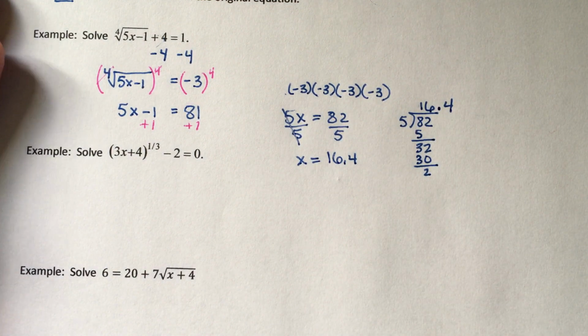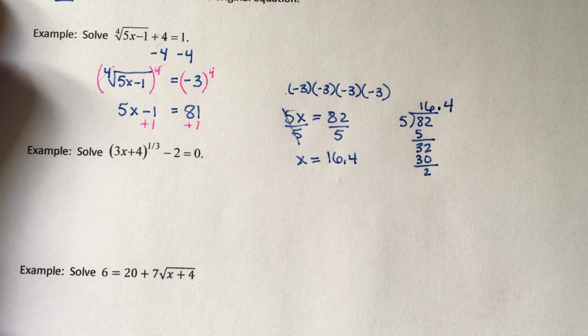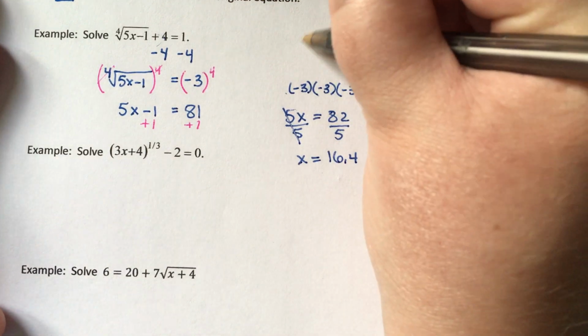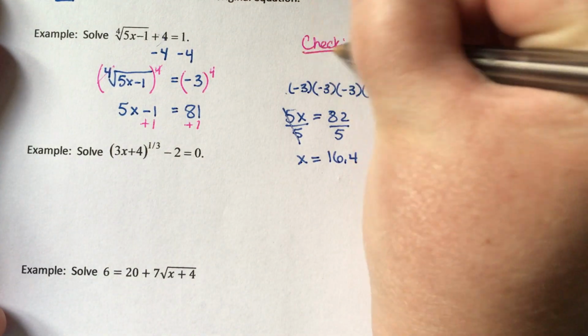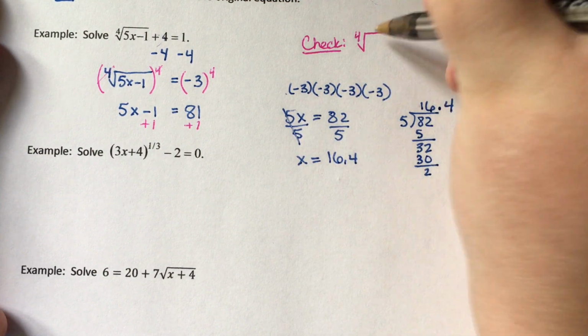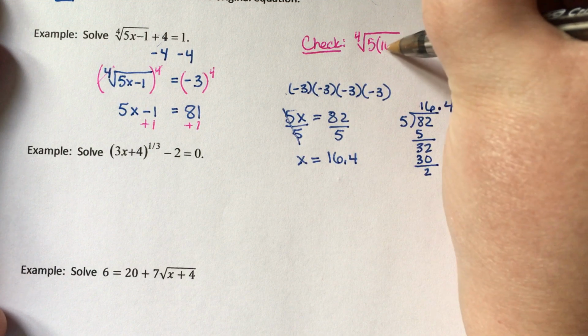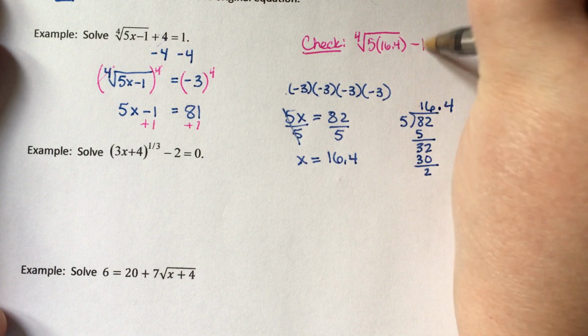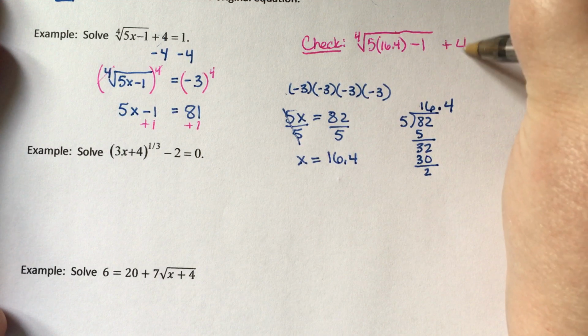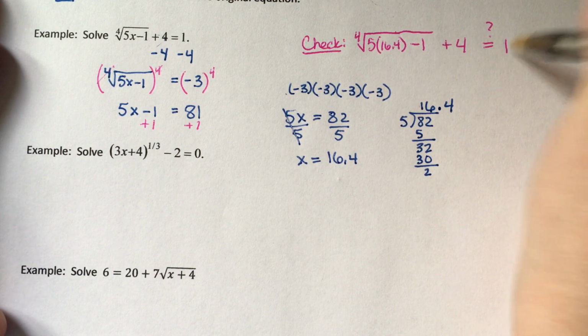16.4. Are we done? No, we have to check that answer. So I'm going to check by putting it into the original equation. So 5 times 16.4 minus 1 under a fourth root, then plus 4, and we want to know, does that equal 1?